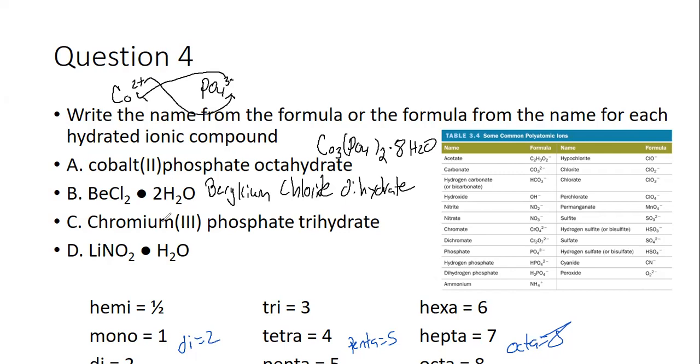C, chromium(III) phosphate trihydrate. So again, that chromium, which is Cr, that three is meaning it's plus three. We saw in A that phosphate is minus three. So if you were to cross multiply that, you would get three chromium and three phosphates. But since they're the same charge, you can just put one, right? Having three of chromium and three of phosphate is the same as having one of chromium and one of phosphate. Just divide each by three and you'll get a whole number. So that's chromium phosphate trihydrate. So three waters.